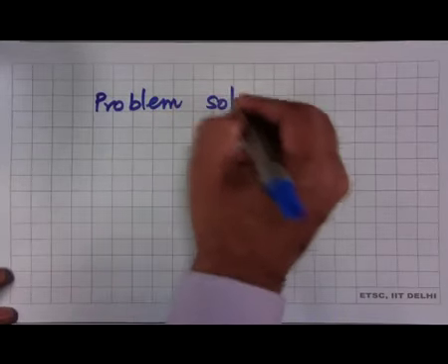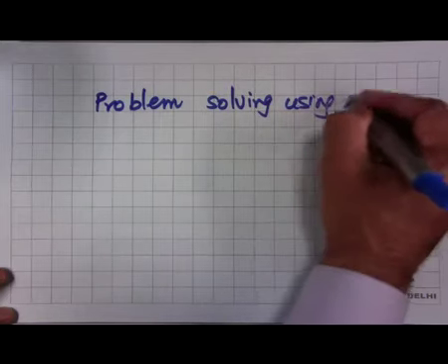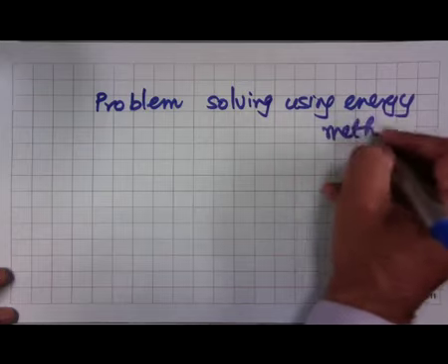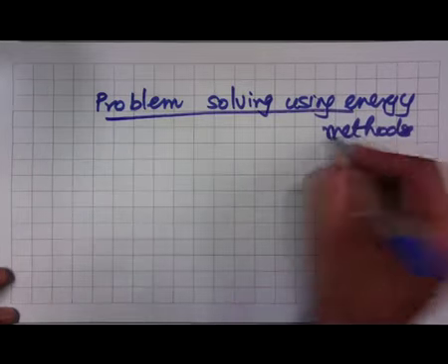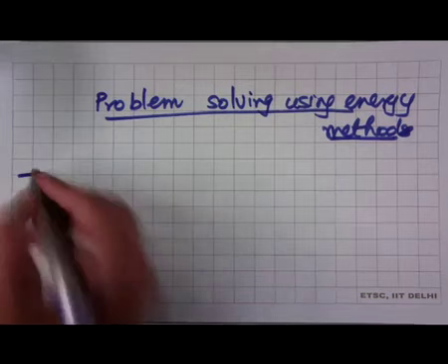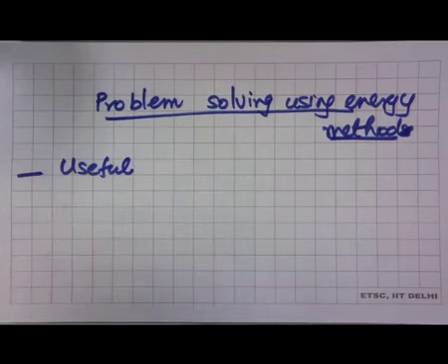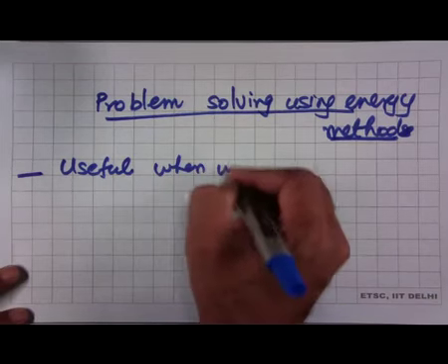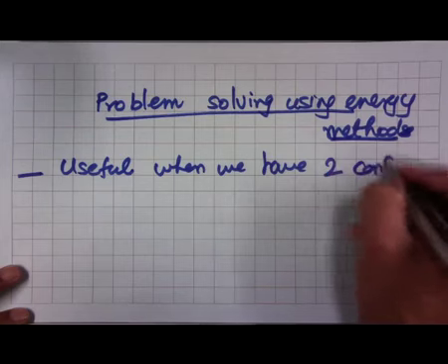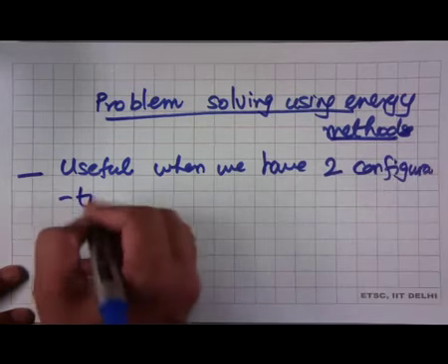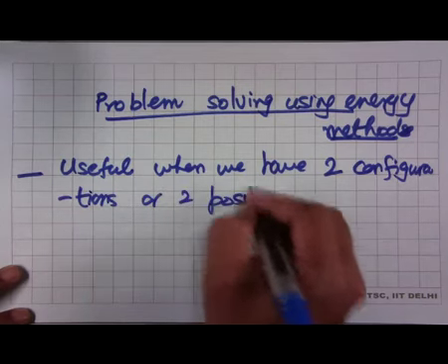So, we have seen the energy methods as a whole, and let us try to sum up how the energy method helps us in problem solving. So, let us see problem solving using the energy method. Now, the energy method is useful, and you will find it is often simpler to solve problems using the energy method, which I will explain why. It is useful when we have two configurations or two positions of a body.